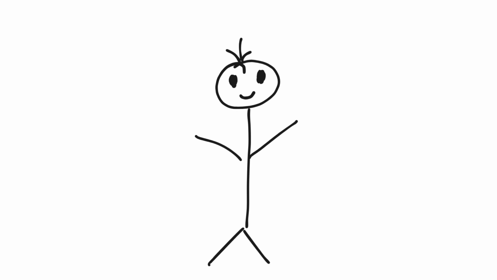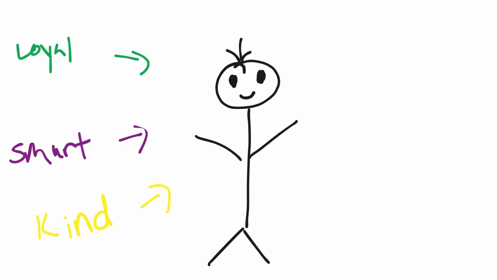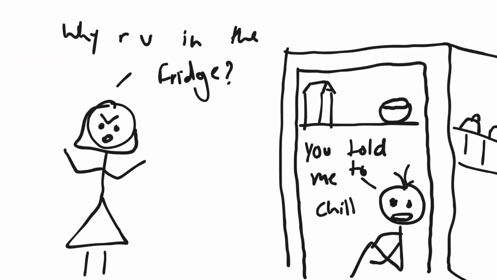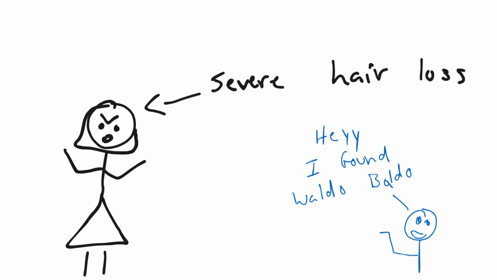This is your friend. He's very smart, he's very kind, he's loyal, and he helps you out with your homework every now and then. His name is, for the sake of today, PY, which may or may not stand for Python. And PY is very literal. He takes instructions very, very literally. And that is why his mom has severe hair loss.